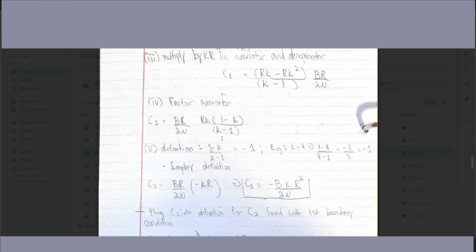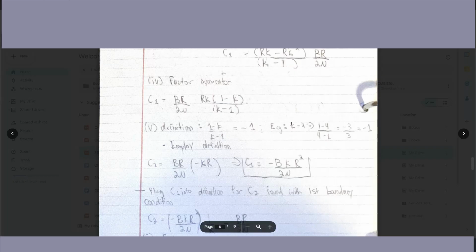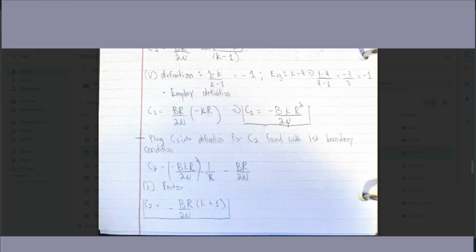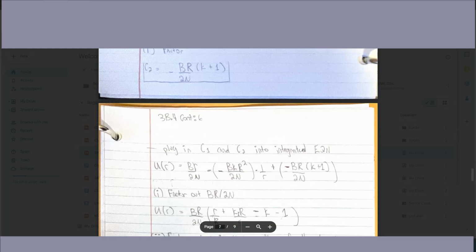Multiply by KR in the numerator and denominator. Again, this is kind of just to make it cleaner. Factor the numerator, definition. I think it's more just to match what the answer finally gives in the textbook. So you've got to make it neat in all steps of the process. It's basically just geometry. Plug in C1 into the definition for C2, found with the first boundary condition. Yeah, factor. It's pretty simple, self-explanatory stuff.